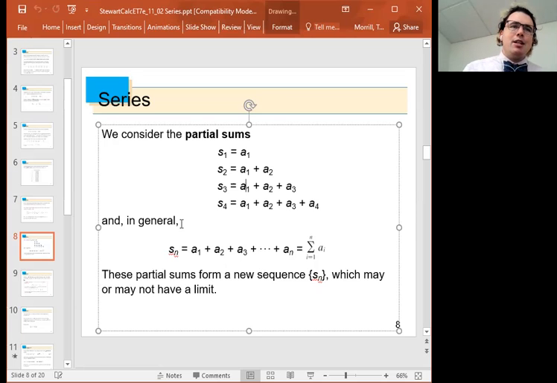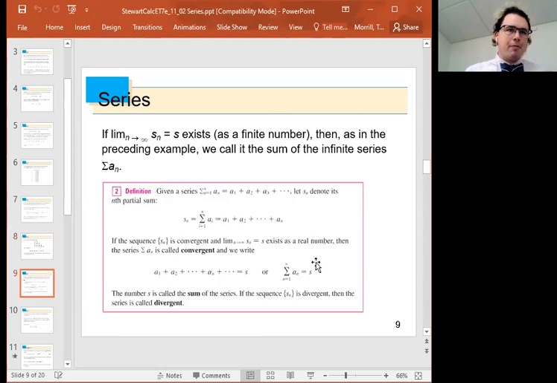So these partial sums are themselves an infinite list of numbers. So they are a sequence. We took some list of numbers. We are attempting to add all of them up. And what we have is this sequence of partial sums. So the whole reason we care about convergence of a sequence is that we can use that to determine convergence of the series itself.